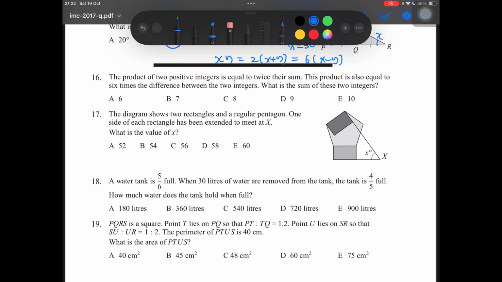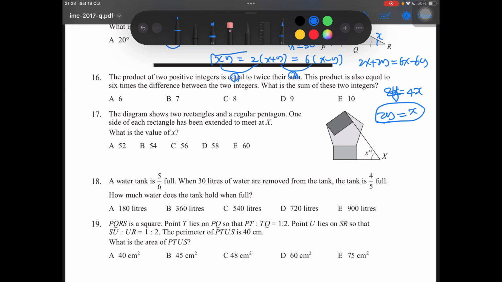So we can solve it from these two equations. From 2x plus 2y equals 6x minus 6y, 8y becomes 4x, so x equals 2y.